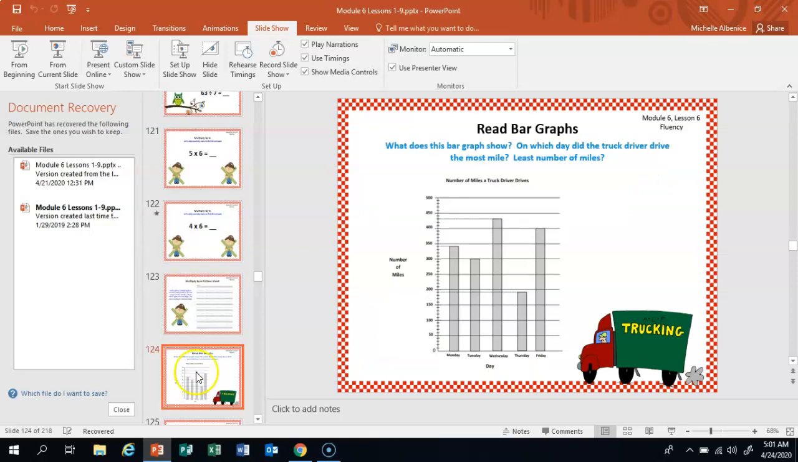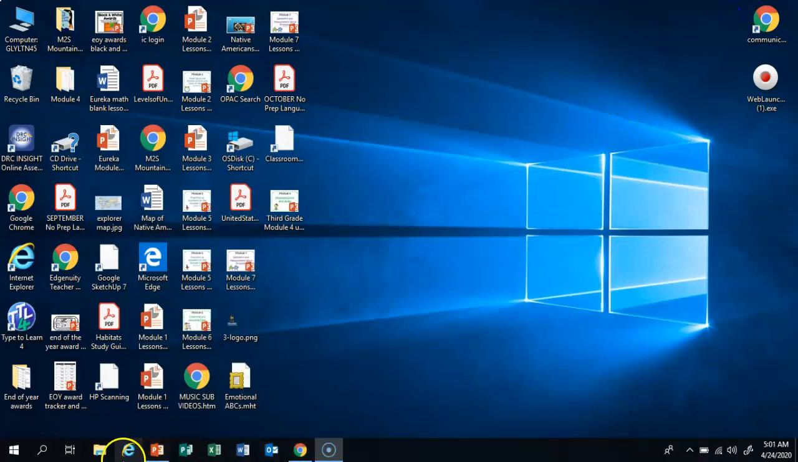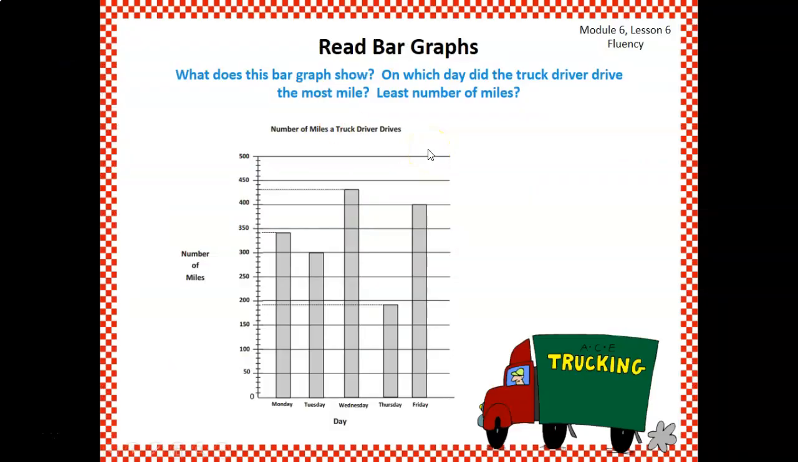The first thing I want to look at is a bar graph. Now, this is not a line plot. Sorry about that. This is actually a different kind of graph. This shows data, measurement data, same as we've been doing in the last couple of lessons. It shows amounts.